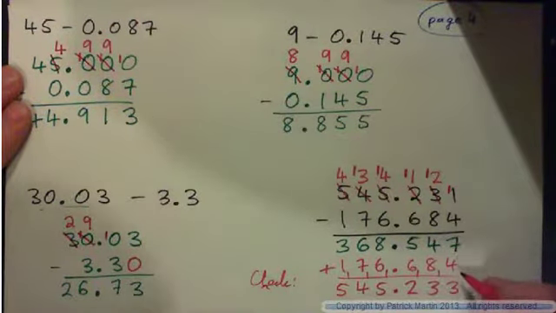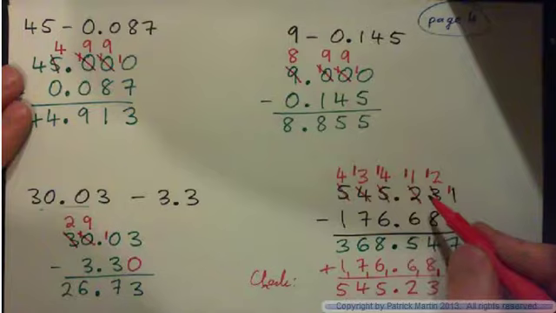Oh, my mistake. 7 and 4 was 11. Silly me. 7 and 4 is 11. Carry the 1. Right? There we go. Not 13. So yeah, 545.231. Yep.